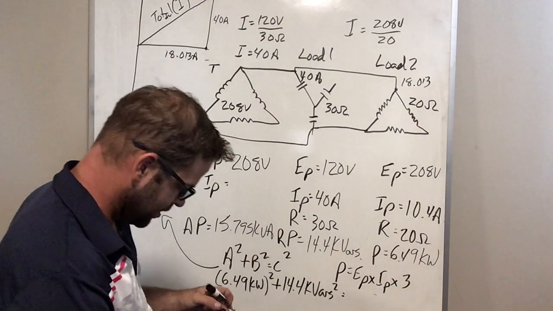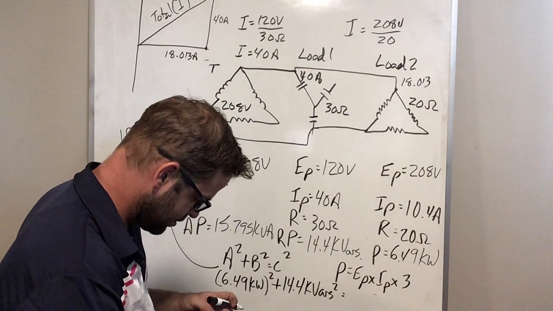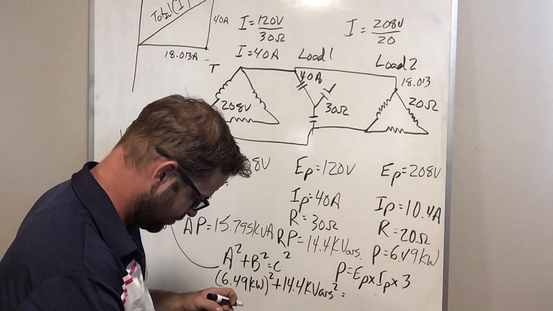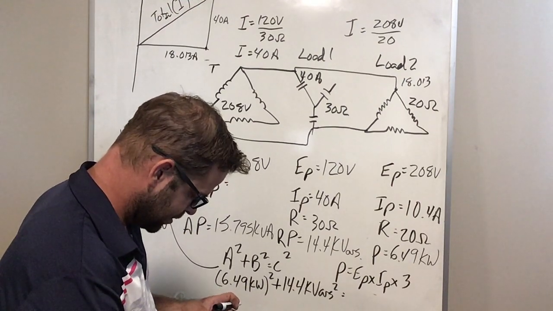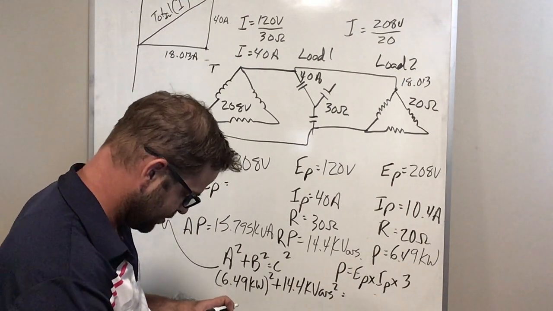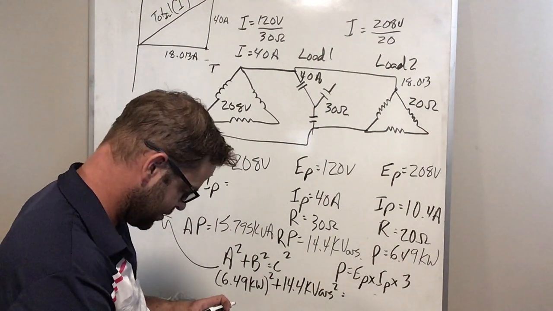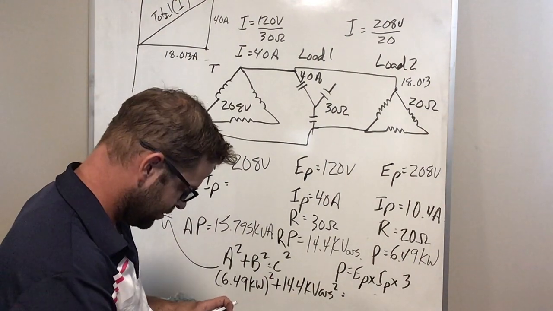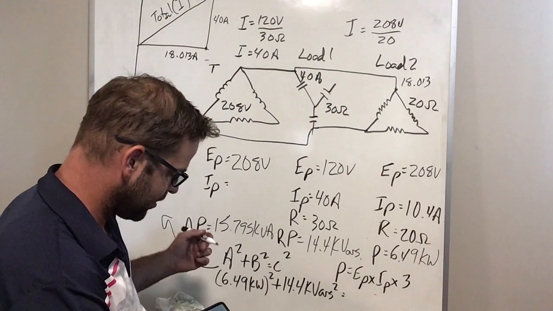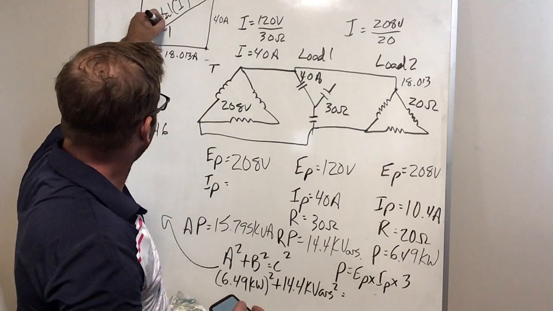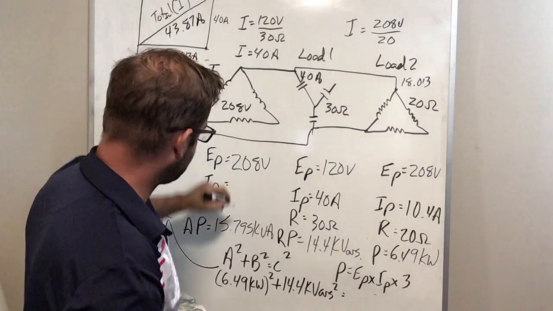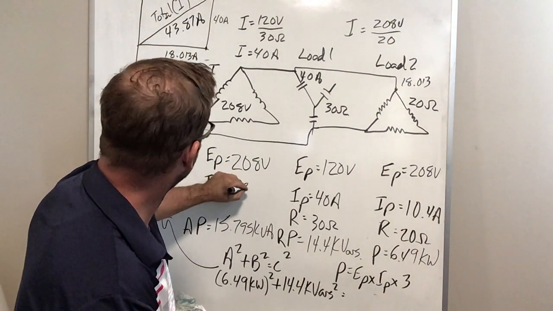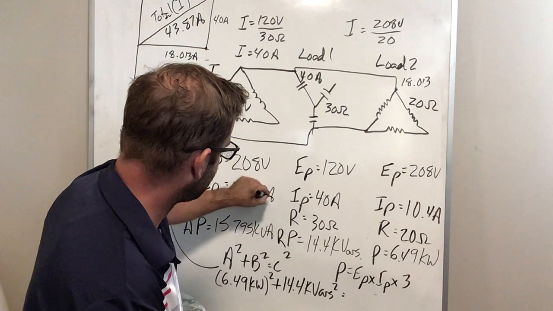So that value equaled 1,924.46, and I need to take the square root of that. So the square root of 1924.46, and I get a value of roughly 43.87 amps for my hypotenuse. So 43.87 amps for the hypotenuse.